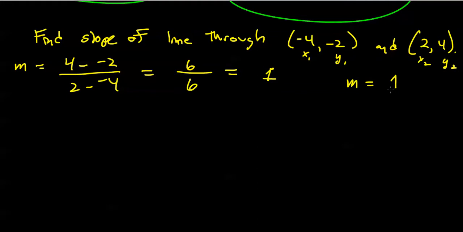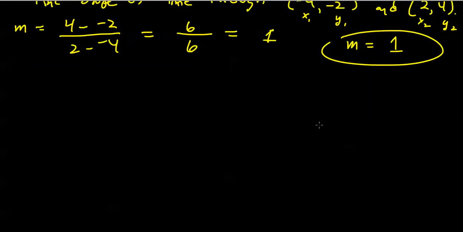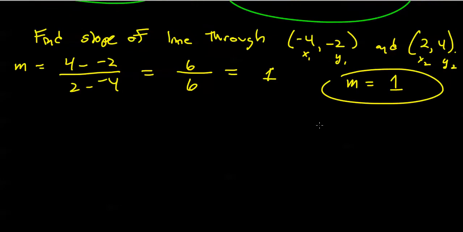Slopes can be whole numbers, slopes can be fractions, slopes can be negative whole numbers, negative fractions. It depends on the steepness of the line. Alright, so if my slope is 1, let me see if I can graph this quickly. We want to go from -4, -2 to 2, comma 4.